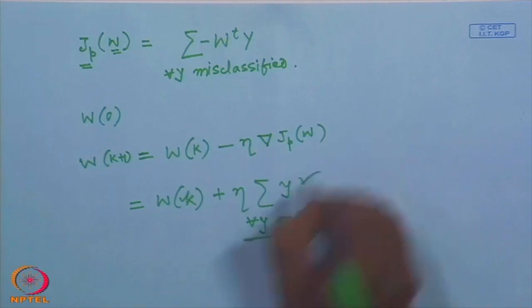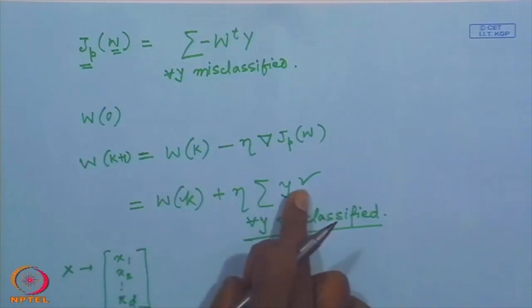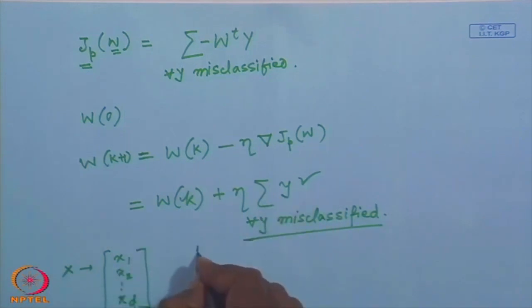And how do I get this y? If my original given feature vector is x, I append 1 to this x. So, if this x is say x1, x2 up to xd, I get y by appending 1 to this vector. So, my y becomes 1, x1, x2 up to xd.